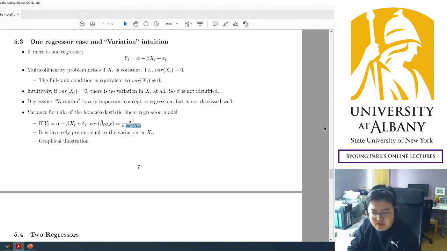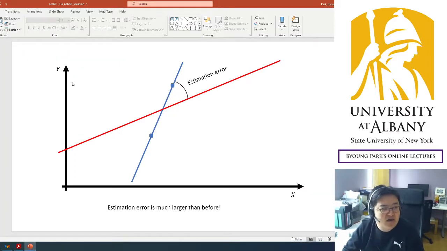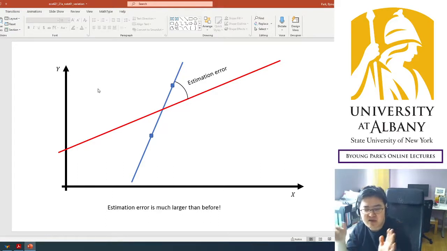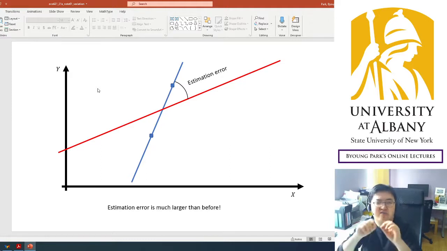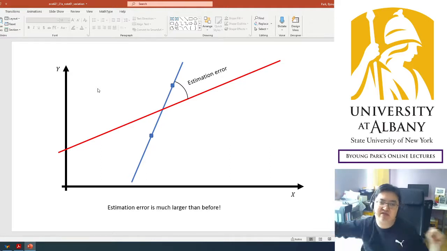For example, more practically, I said we are estimating the effect of education on wage. But suppose that in your data there are only, say, college graduates and master graduates. So the difference between college graduates and master degree holders is like 1 year or 2 years. So the variation is very small. It's hard to tell the big picture, what happens outside.